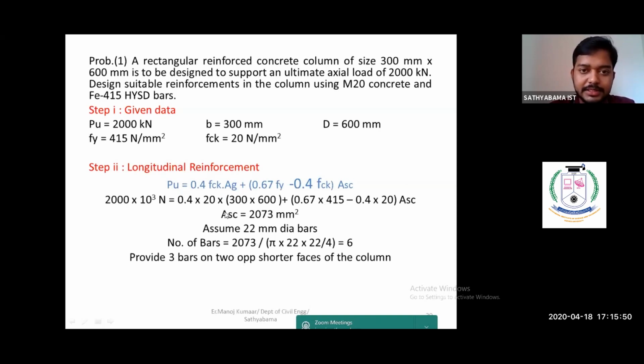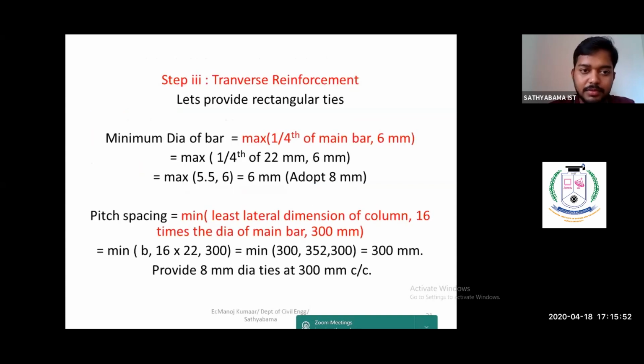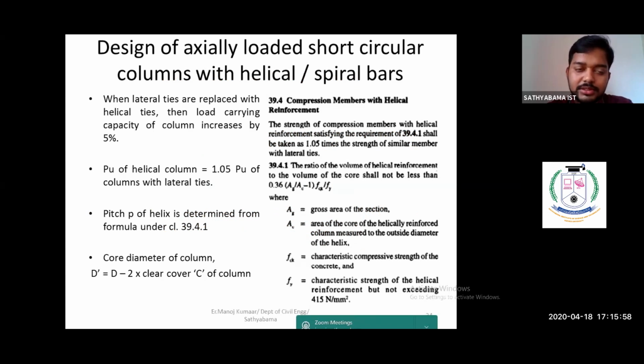Next, we have seen this problem last class. Now we will continue with the design of the circular column. We will see some design parameters that should be considered before getting into the problem.